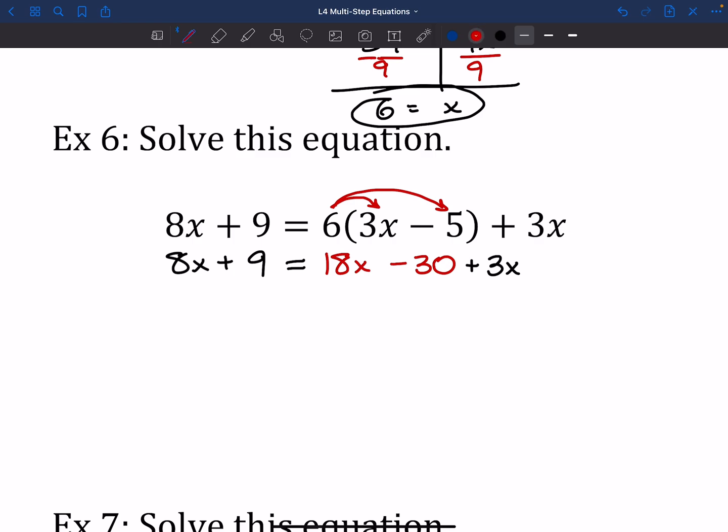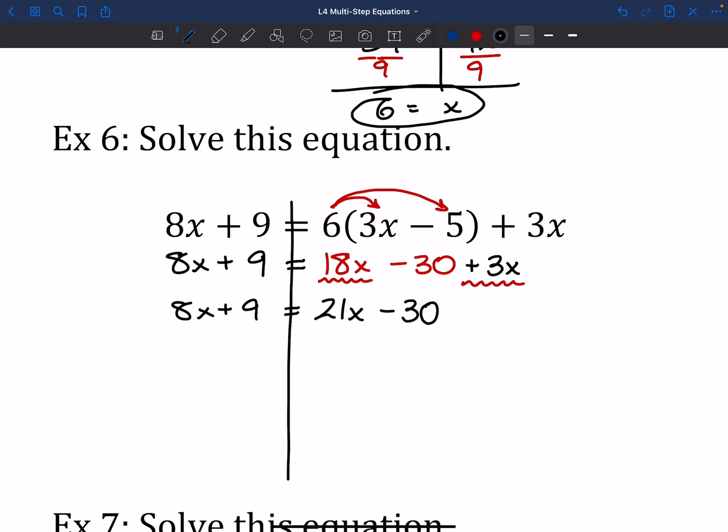Okay, so from here, what we need to do is combine some like terms. What I'm noticing is over on the right-hand side, I have 18x and also a plus 3x that I can combine. So let's go ahead and do that. All right, so we've got 8x plus 9, still keeping the same, the 3 lines down. When I'm combining those x's, I had 18 of them, and then I'm adding 3 more. So altogether, that's 21 x's. And that minus 30 sticks around as well.